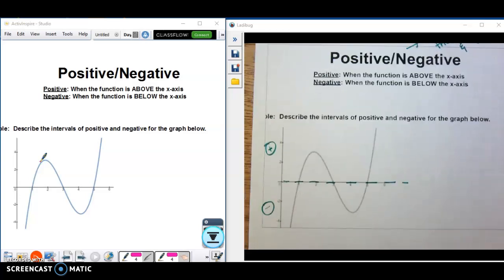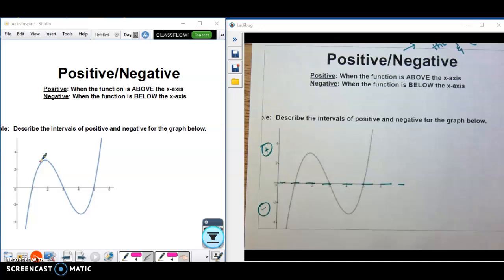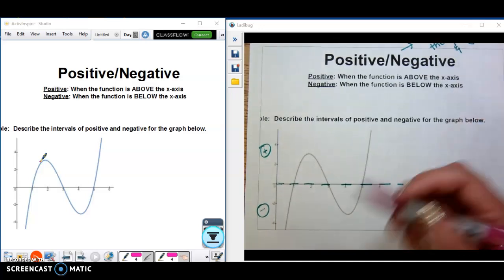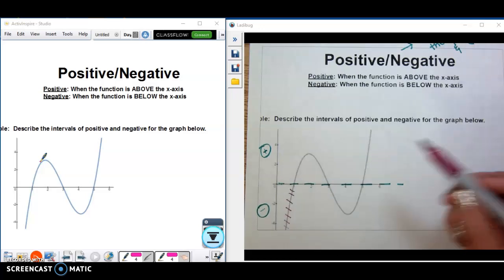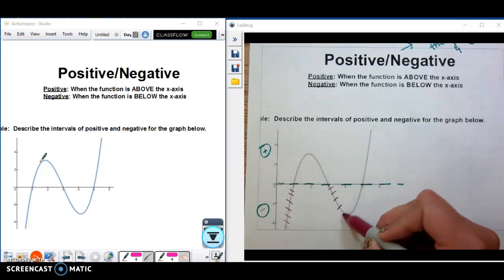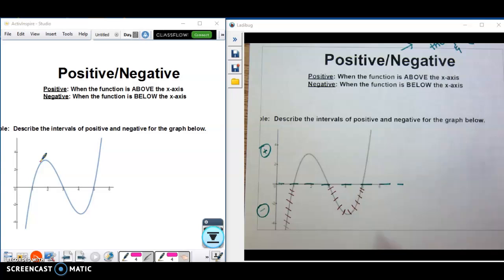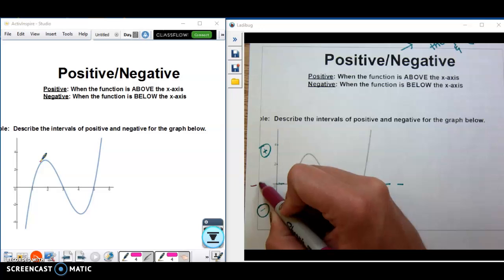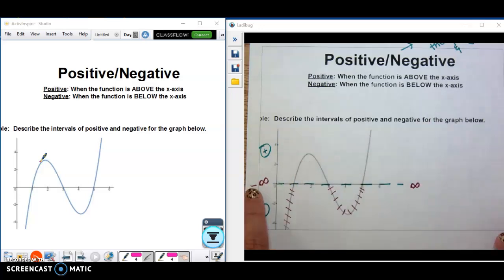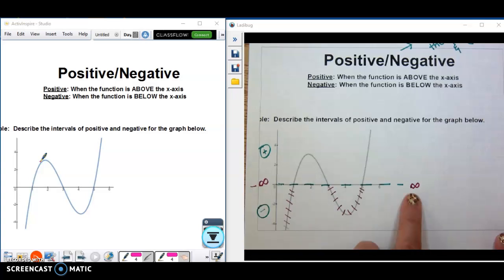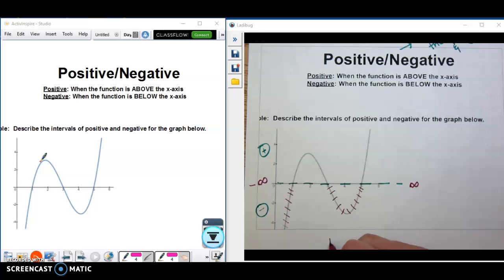So looking at this graph down here, I'm going to go ahead and do the negative parts first. So negative is going to be when it's below the x-axis. So I'm just going to draw these lines on here just to show us. These are the two places where it's below the x-axis, okay? We're using x values, so we want to make sure we put our negative infinity and positive infinity here. Just so we remember, this is the left side where the x's are really small, right side where the x's are really big.